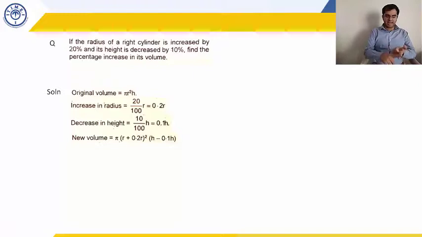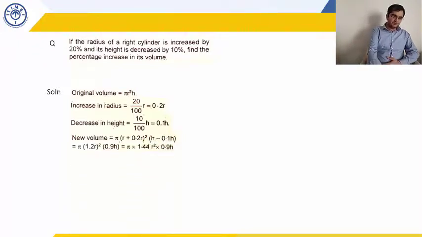What is the new volume? Pi into the square of the new radius into the new height. What is the new radius? 1.2r. What is the new height? 0.9h. So I get pi into 1.44 r square into 0.9h. That gives me 1.296 pi r square h. So the original volume was pi r square h and the new volume is 1.296 pi r square h.